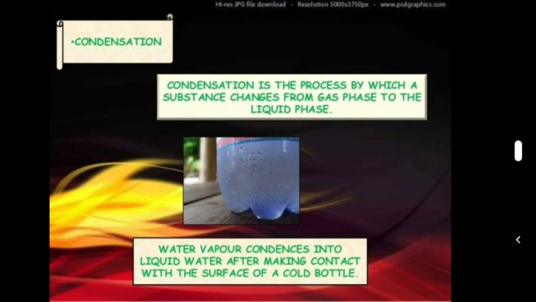The next process is the condensation process. Condensation is the process by which a substance changes from gas phase to the liquid phase. Water vapor condenses into liquid water after making contact with the surface of a cold bottle. We all know about this example.